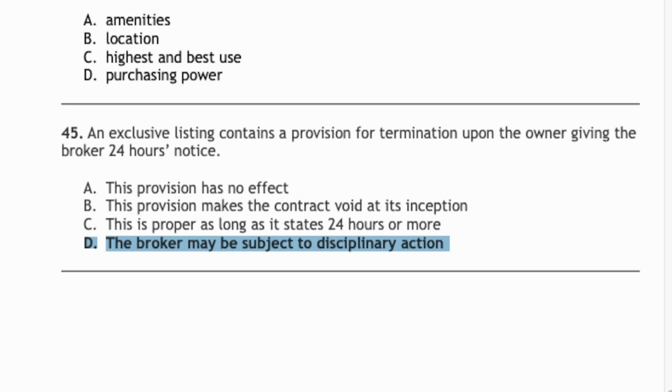The reason for this is that failure to include a specific termination date, such as 12 noon on December 31st, in an exclusive listing can result in suspension or revocation of the broker's license.